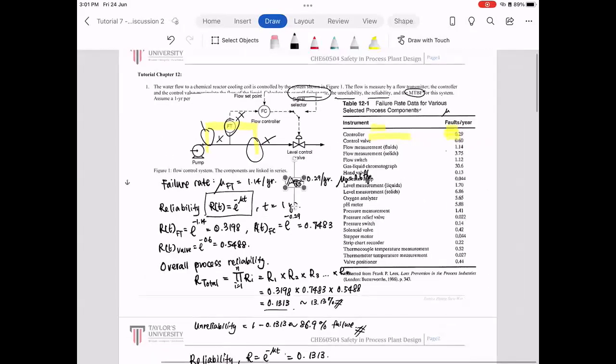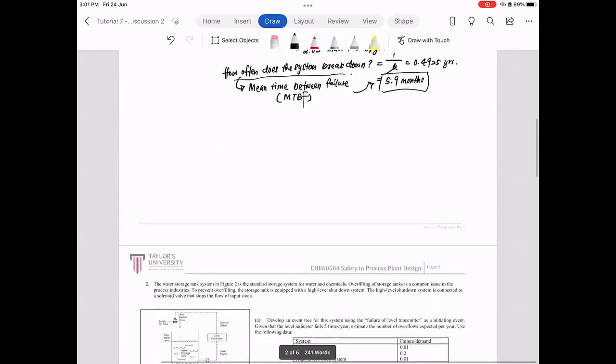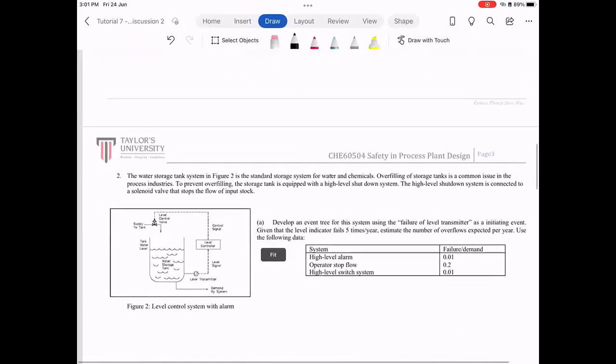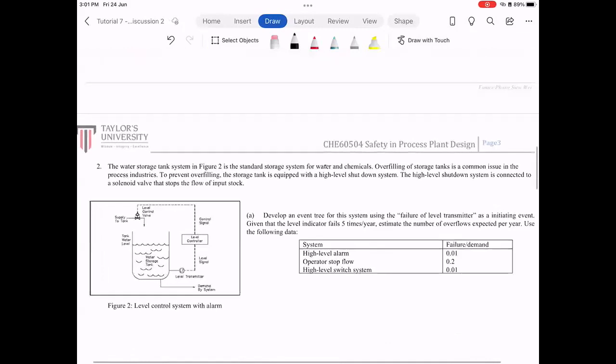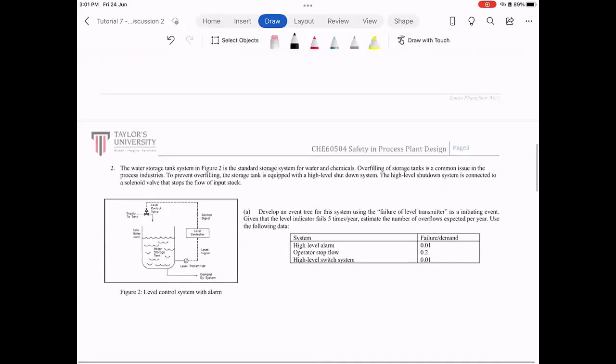If not, then we can take a look at the next questions. So question 2, this is very important. Pay attention to this question so that you don't miss out anything. Okay, water storage system, tank system in this figure is a standard storage system for chemical and water.